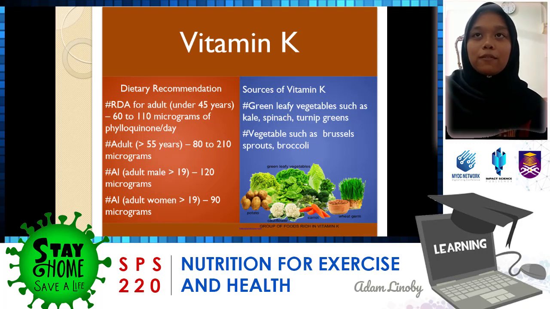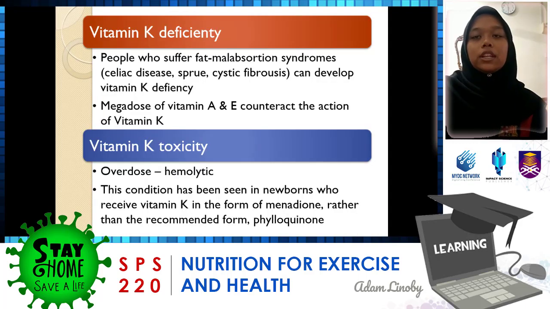vitamin K can be obtained from green leafy vegetables such as kale, spinach, turnip greens, and vegetables such as Brussels sprouts and broccoli. Okay, next is vitamin K deficiency. People who suffer fat malabsorption syndromes, celiac disease, sprue, or cystic fibrosis can develop vitamin K deficiency. Next, megadoses of vitamin A and E counteract the action of vitamin K.